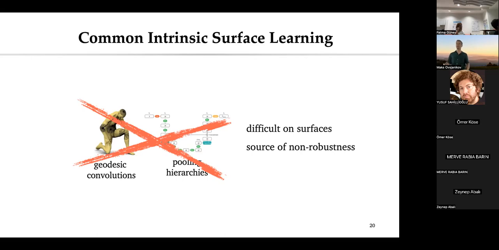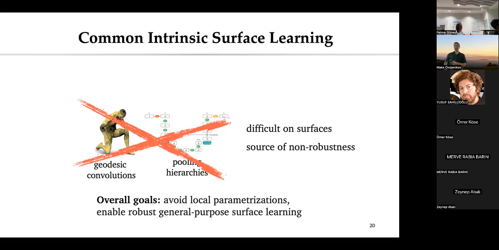But still do some kind of learning on the surface. And so I wanted to describe a few papers that came out from this general idea, and hope to convince you that this is an interesting direction. Okay, does the problem make sense? All right, so the overall goal is to basically avoid local parameterizations and enable robust general purpose surface learning.